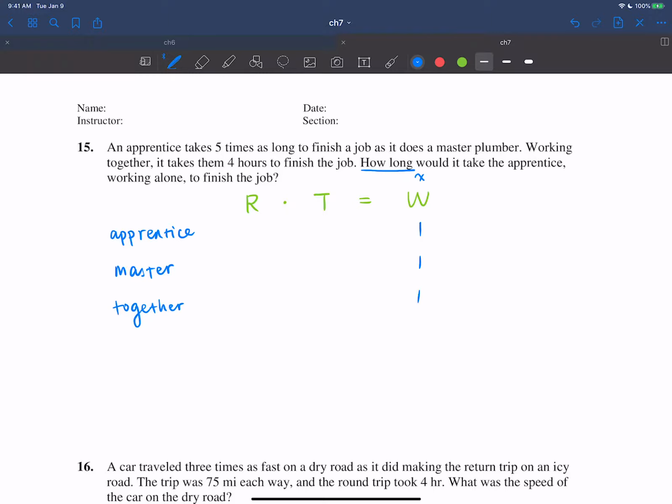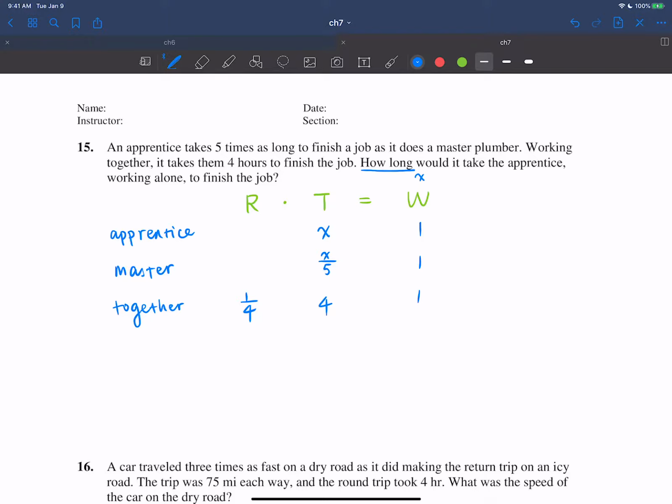And we could start with the second sentence. Working together, it takes them 4 hours to finish the job. So for together, time is 4 hours. And that means the rate has to be 1/4 because rate times time is work. So work divided by time is rate. And then our variable X represents the amount of time that it takes for the apprentice to work alone in order to finish the job. So we will put X in the first row. According to the first sentence, it takes the apprentice 5 times as long to finish the job. Therefore, the master will spend X over 5 amount of time to finish the same job.